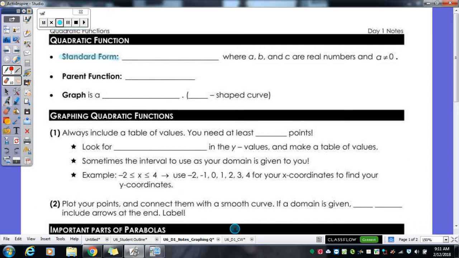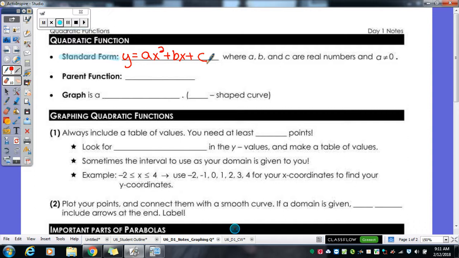Pretty much everything we're going to be doing in this unit, you need to first put your quadratic in standard form. What that is: y equals ax squared plus bx plus c. That is our standard form. The x squared term comes first, then your x, and then your c.